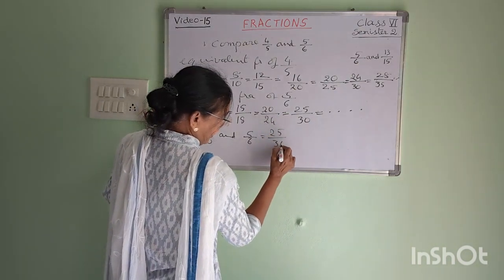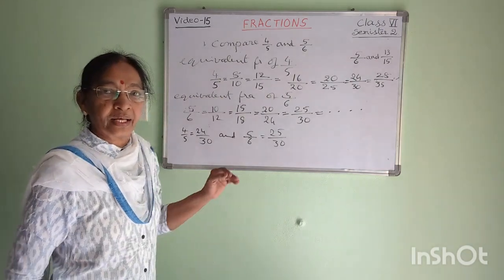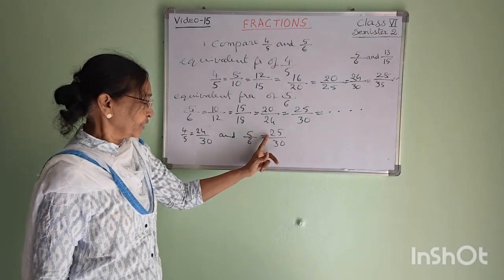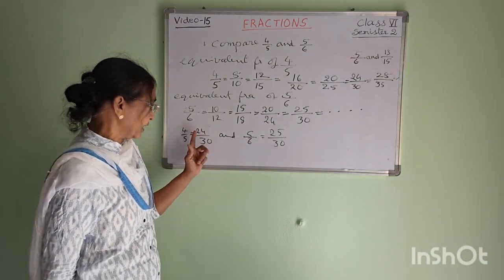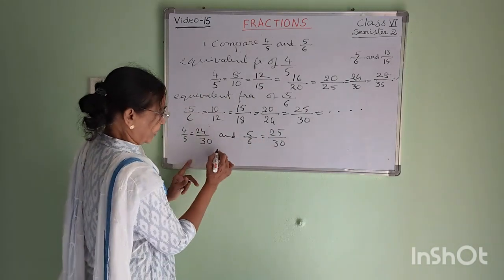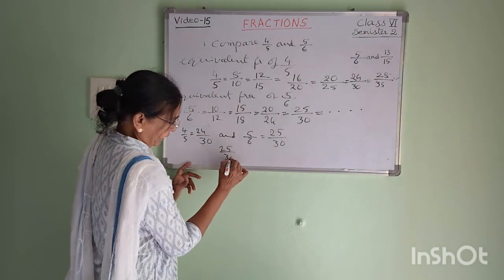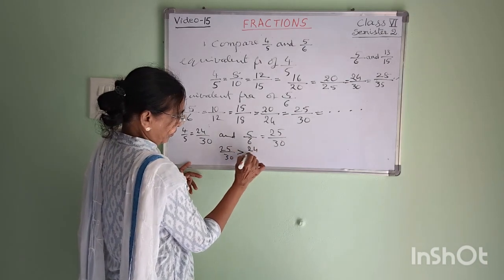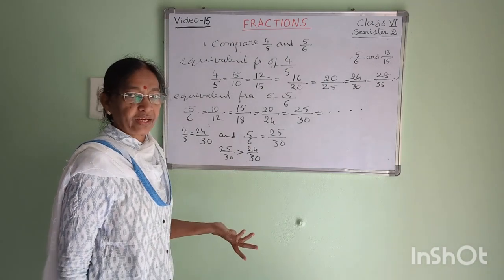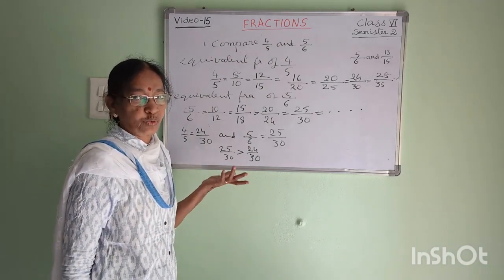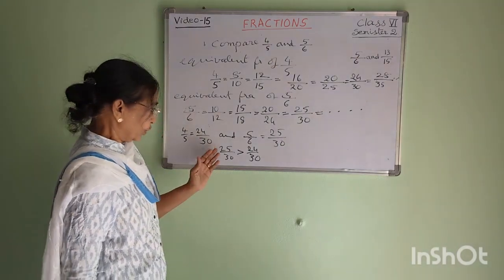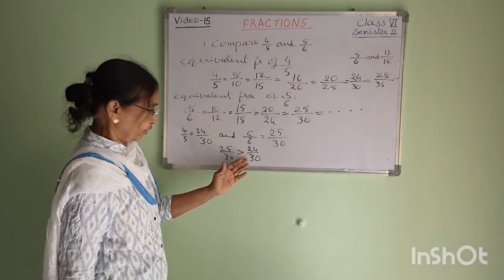So, which is greater? The fraction whose numerator is greater. 25 by 30. 25 is greater than 24. Therefore, 25 by 30 is greater than 24 by 30. These two are like fractions. In like fractions, the fraction whose numerator is greater is the greater. So 25 by 30 is greater than 24 by 30.